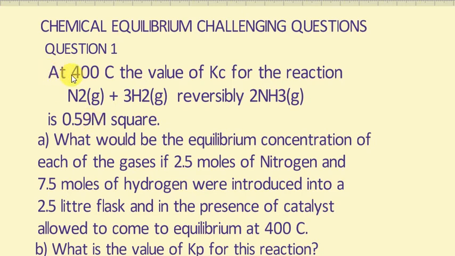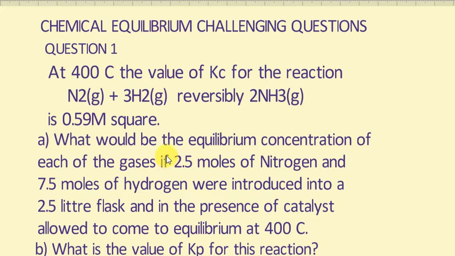And the question says: at 400 centigrade, the value of Kc for the reaction here: nitrogen gas, plus 3 hydrogen gas, reversible, giving ammonia gas. My program cannot write subscripts or insert the reversible arrow. Kc is 0.59 M, where M means mole per dm cube square.